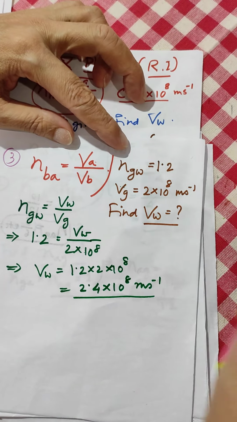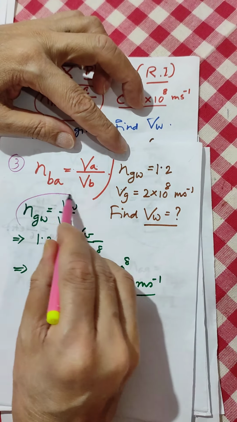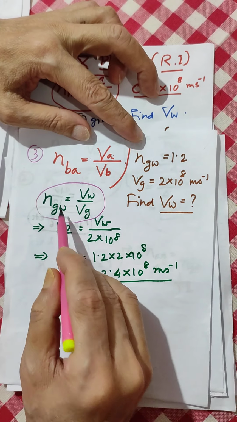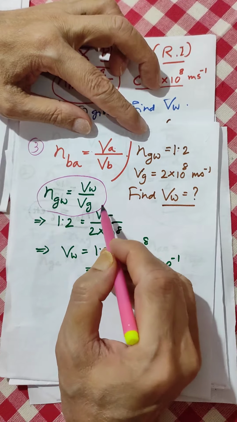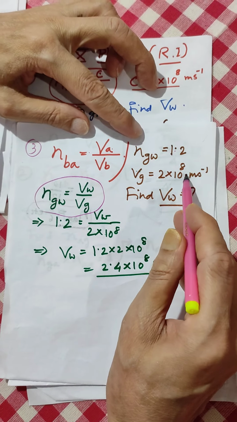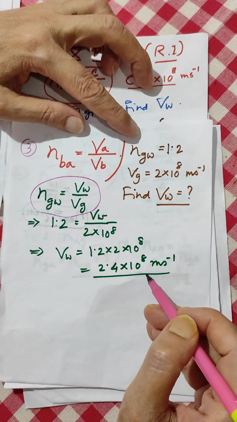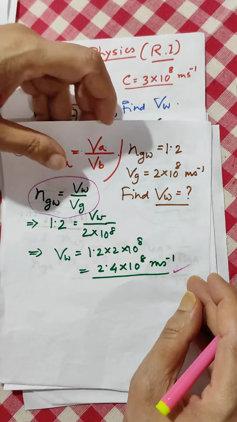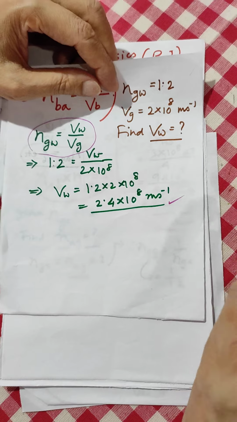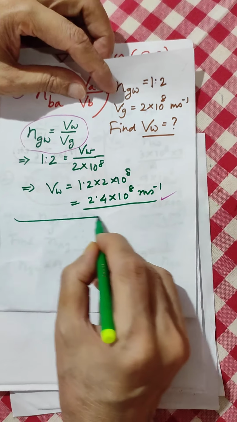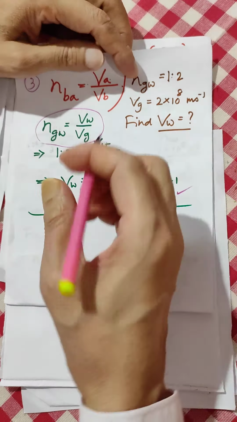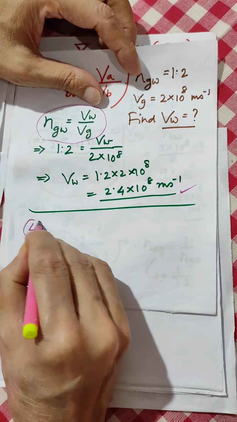Have you followed? So using this formula we write this, and then simply we put the value. This value is given, 1.2. Now this value is given, 2 into 10 to the power 8 meter per second. So we find VW, cross multiply, and we get this answer. Have you followed? Okay, now let us see the next one. So this was number 3. Let us see number 4.